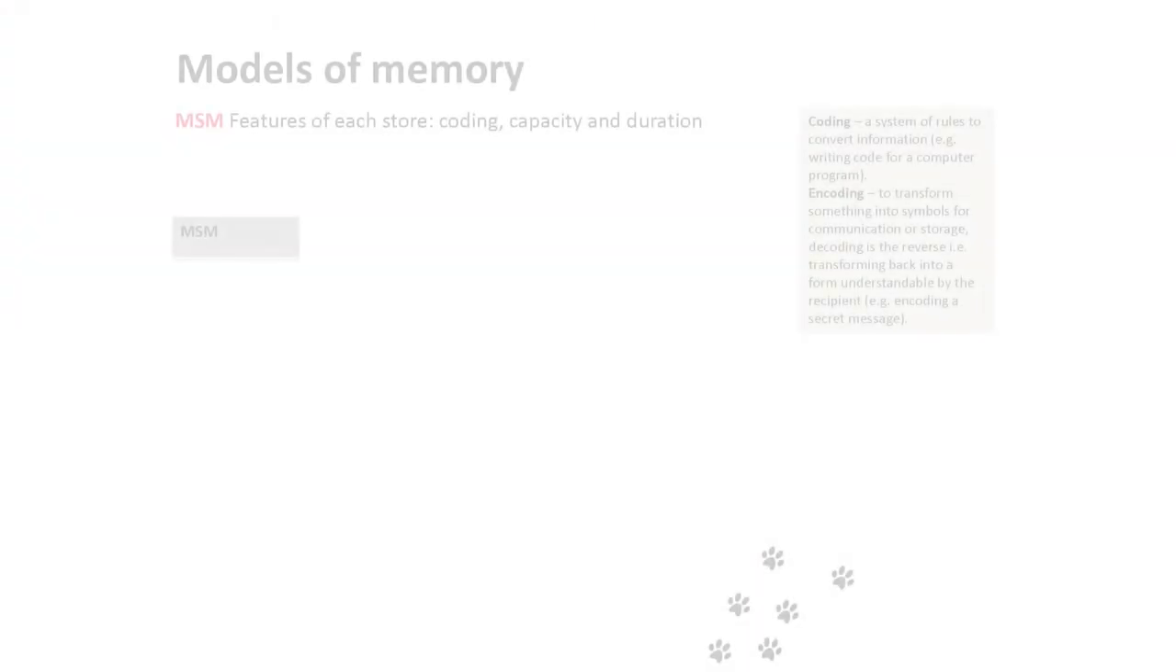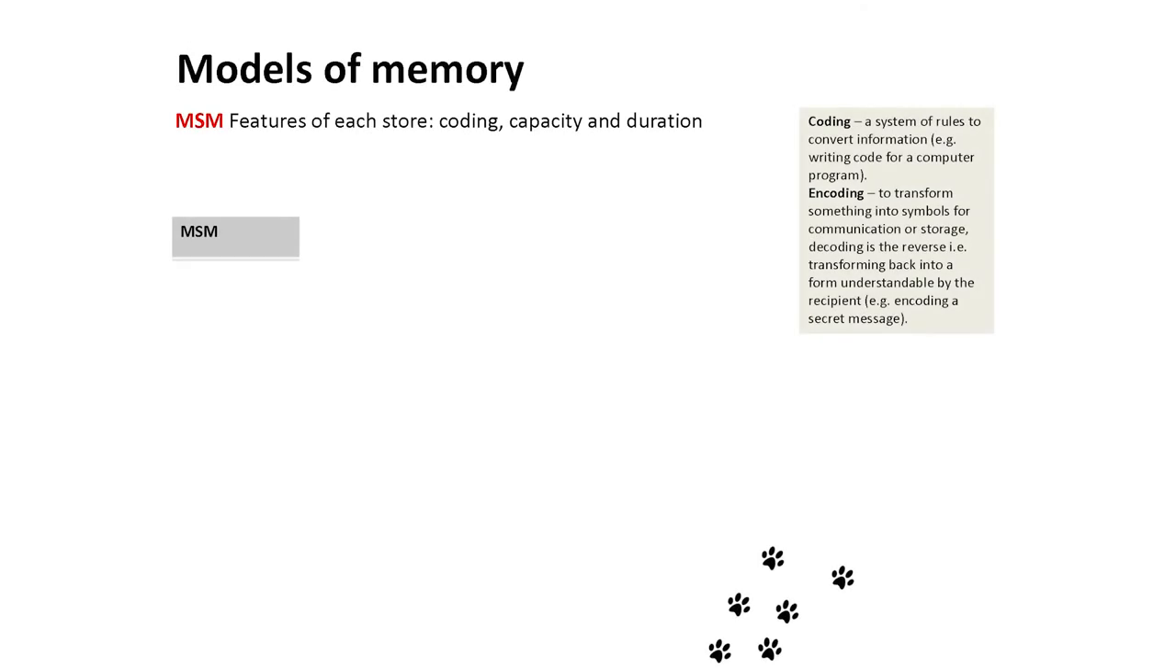So I'm going to talk to you a little bit about the models of memory, the multi-store model and the working memory model, which you undoubtedly know very well. But what has come into the specification is naming particular elements of those models. And there is also a requirement in the specification that for the multi-store model, candidates are actually familiar with coding, capacity and duration in the multi-store model.